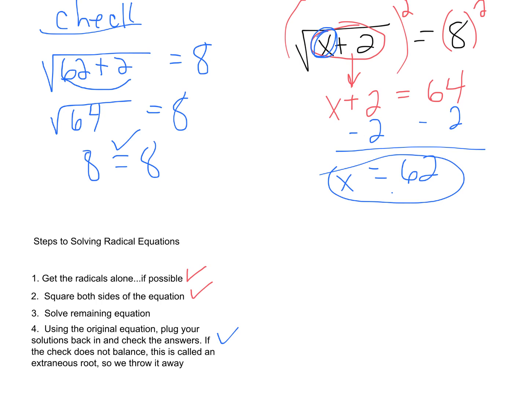Now, if we did get an answer that didn't work, we would have to throw the answer away because it was a non-existent solution.